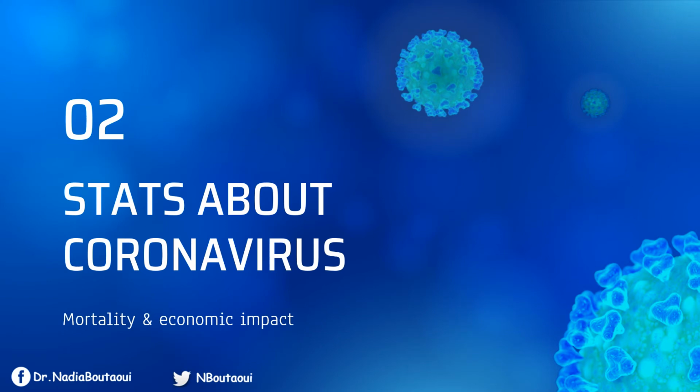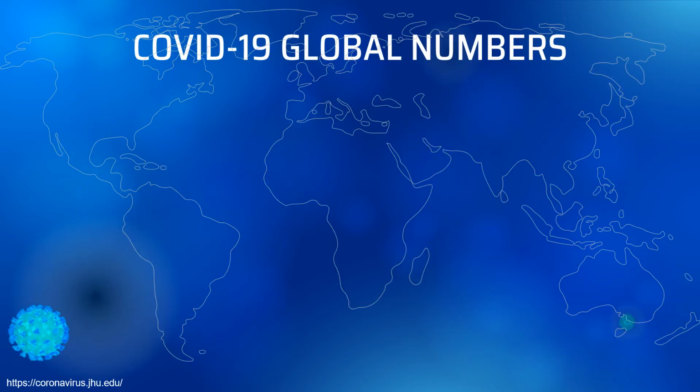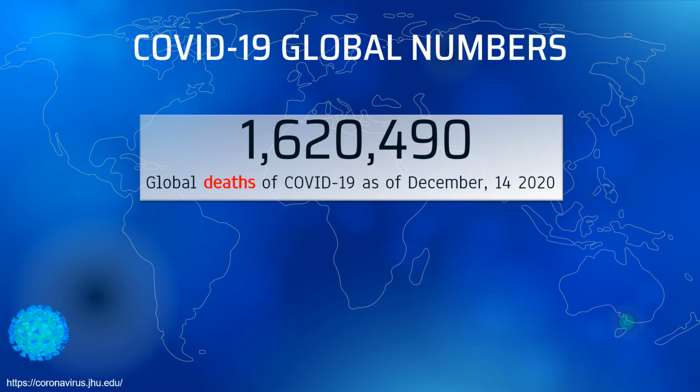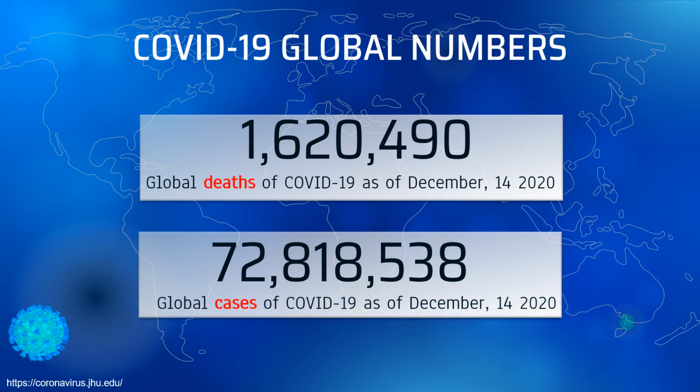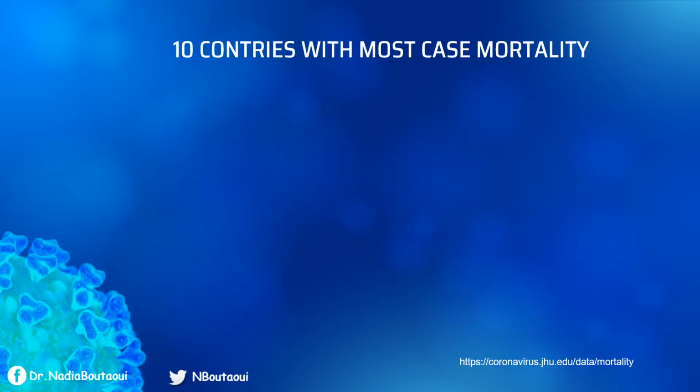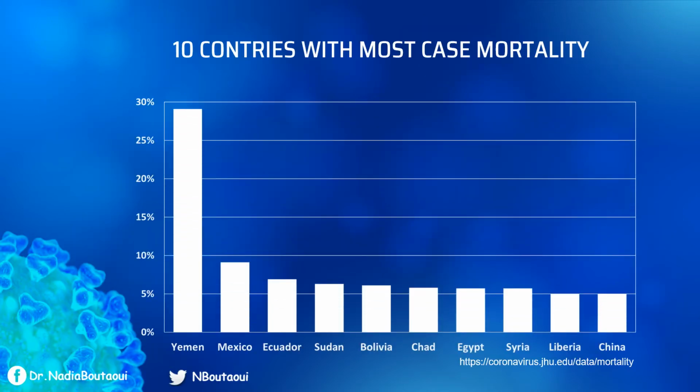COVID-19 is an unprecedented pandemic with a high mortality rate and a huge economic impact. Globally, as of December 14th, there were more than 1.6 million deaths and close to 73 million cases confirmed worldwide. The 10 countries with the highest mortality include Yemen with close to 30%, Mexico close to 10%, and the average mortality rate across the world is 2.25%.